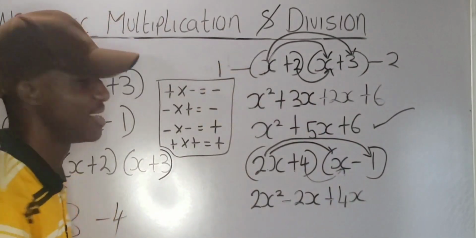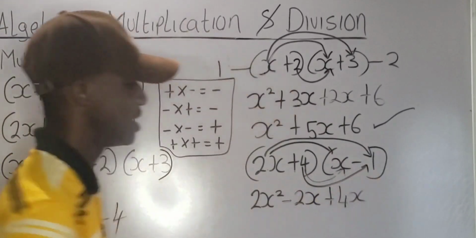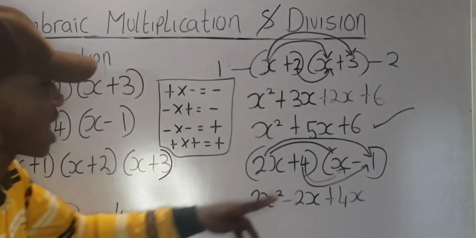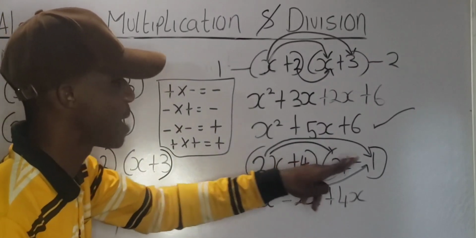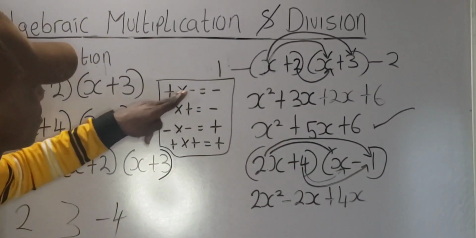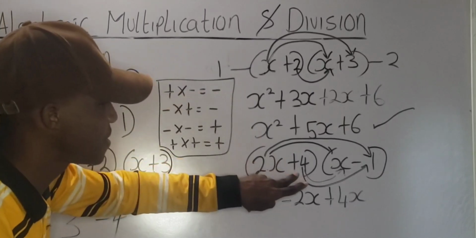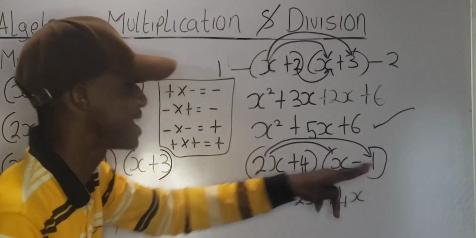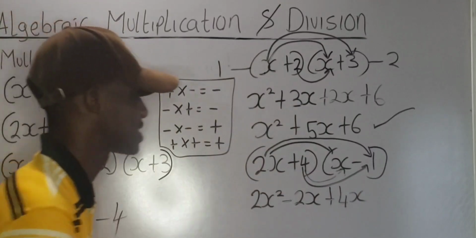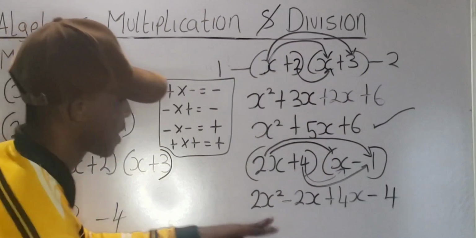Do you understand? Then this 4 will still multiply this minus 1. So I'm going to have plus 4 multiplied by minus 1. And according to this law, positive multiplied by negative will give me negative. So positive 4 multiplied by negative 1, that is what? Negative 4. You understand? So I'm going to have negative 4. Okay?